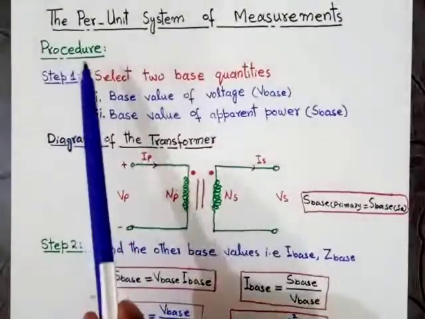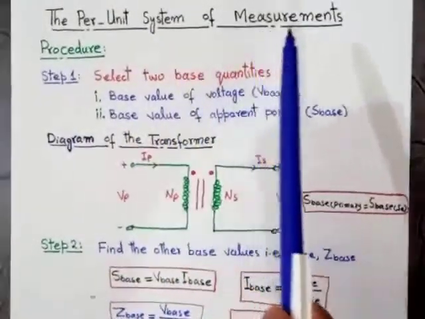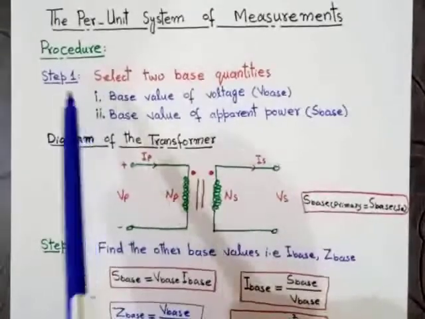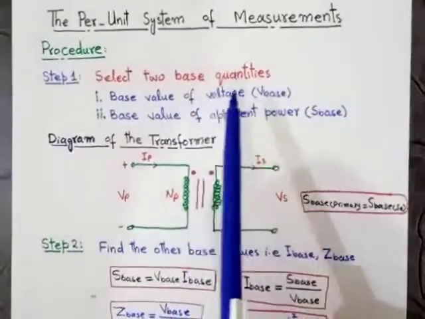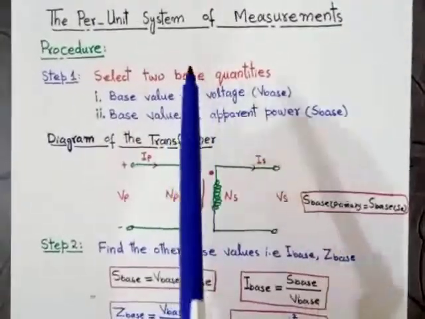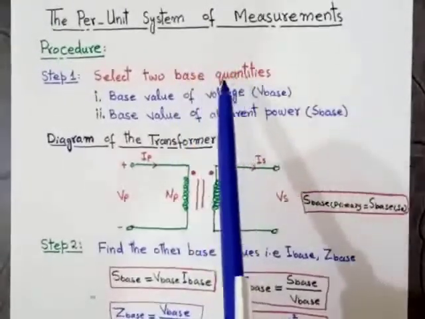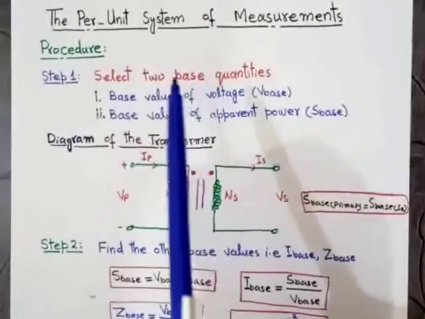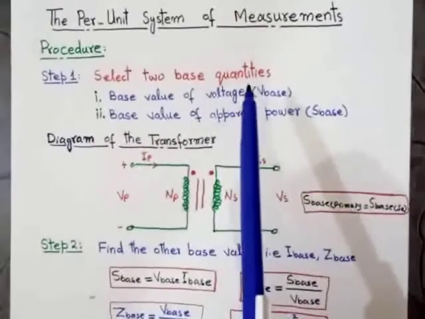Now we will discuss the procedure of the per unit system of measurements. Step number 1. First of all, we will select two base quantities. As we have already discussed, a base quantity is a quantity in the form of a multiple of 10 or power of 10. It means, first of all, we will determine or select two base quantities.